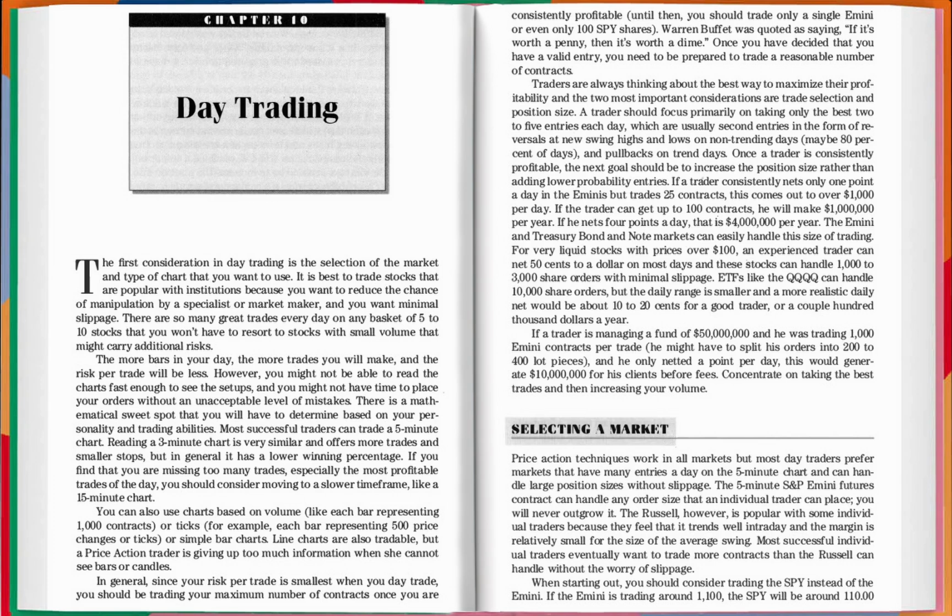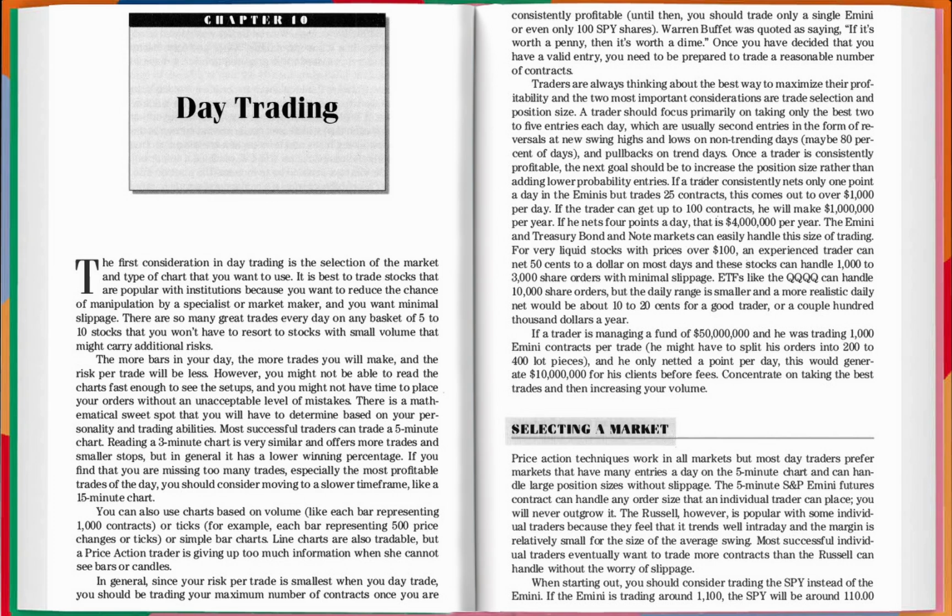Most successful traders can trade a 5-minute chart. Reading a 3-minute chart is very similar and offers more trades and smaller stops, but in general, it has a lower winning percentage. If you find that you are missing too many trades, especially the most profitable trades of the day, you should consider moving to a slower time frame, like a 15-minute chart. You can also use charts based on volume, like each bar representing 1,000 contracts or ticks, for example.